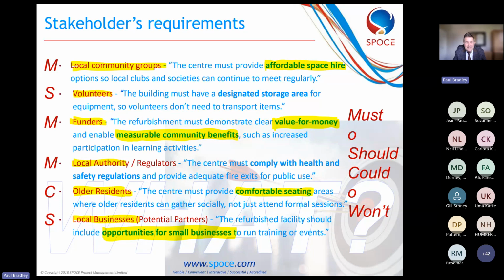Now, this is all subjective, of course, but I said that for local community groups, the centre must provide affordable space hire. Well, I thought that was a must-have. I mean, that's what we're putting this venue in for. So that's a must-have. It wouldn't really function otherwise. A should-have would be volunteers must have a designated storage area for their equipment, so they don't have to keep bringing it in and out and bringing it in and out. It's not really a must-have. You know, we can transport the equipment for volunteers.